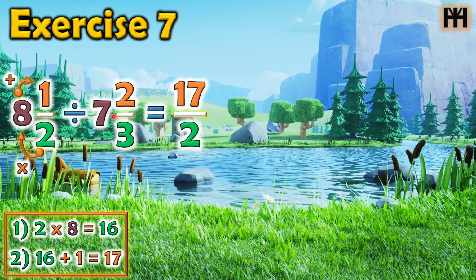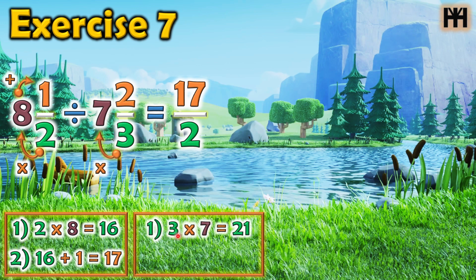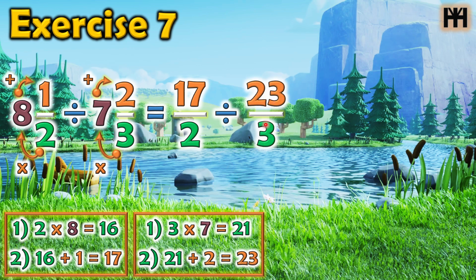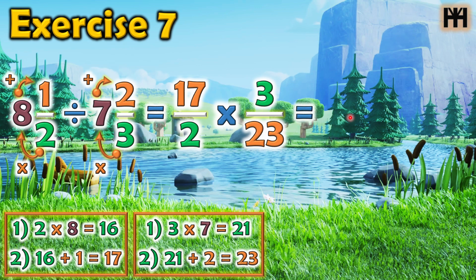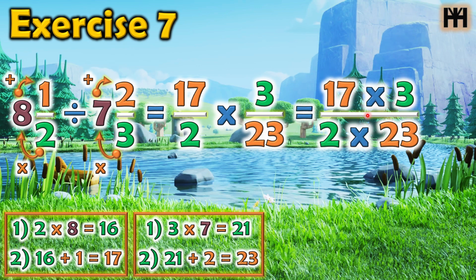Then let's turn this one. So 3 times 7, it's 21, plus 2, it's 23. So it's divide 23 over 3. Then flip those. So it's 17 over 2 times 3 over 23. So we have 17 times 3 over 2 times 23. So the answer is 51 over 46.